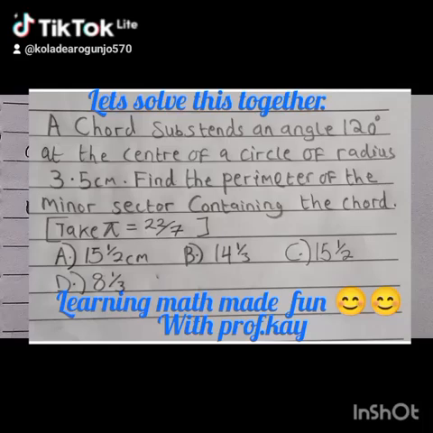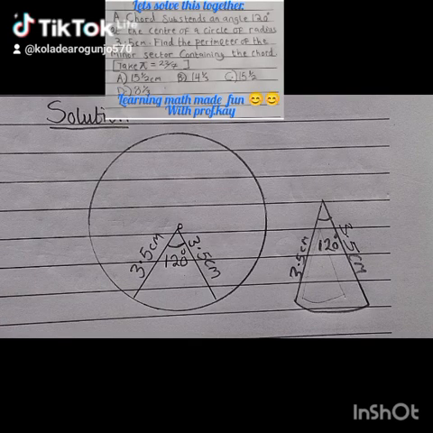So today's question is on circle geometry. The question states: a chord subtends an angle of 120 degrees at the center of a circle of radius 3.5 centimeters. Find the perimeter of the minor sector containing the chord. Take pi as 22/7, and we have a set of options to choose the correct answer from.